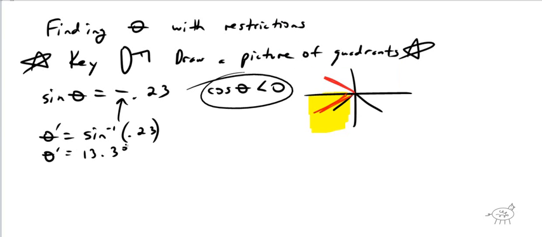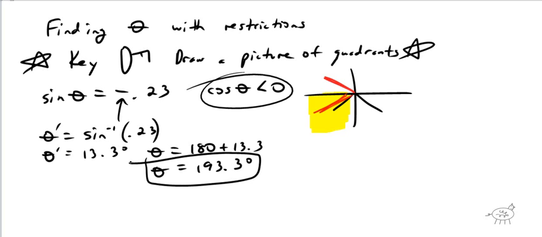Of course, we're in the third quadrant. So theta is equal to 180 plus 13.3, so theta comes out to be 193.3 degrees. That's the only difference between what we did before and what we're doing now: I'm giving you an additional restriction. I'm telling you cosine of theta is less than 0.